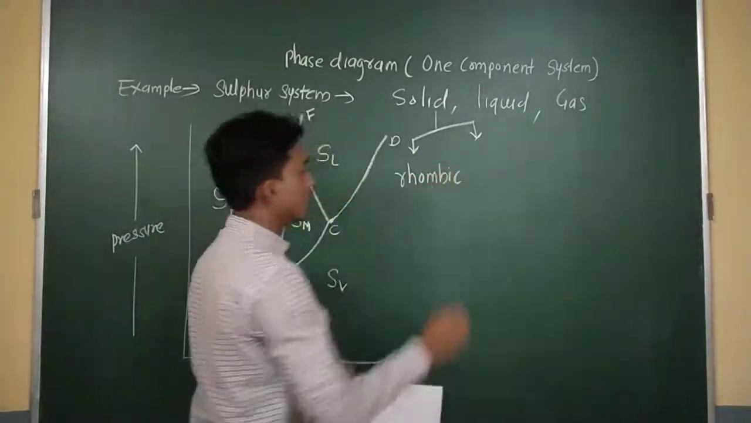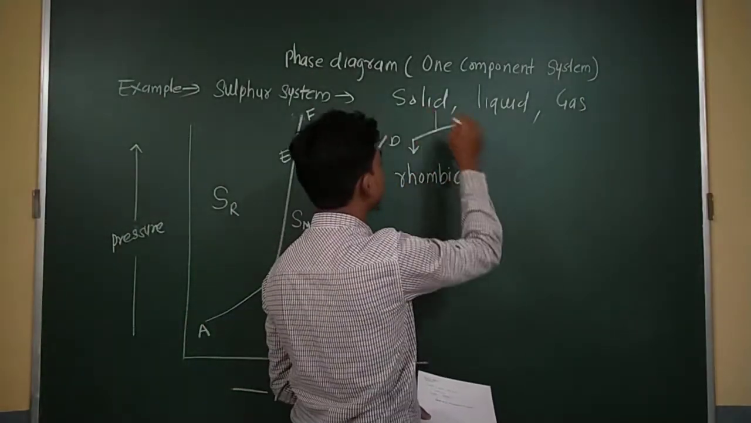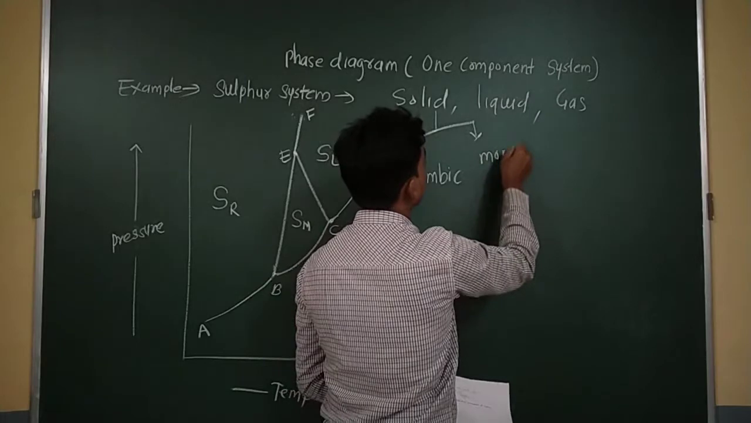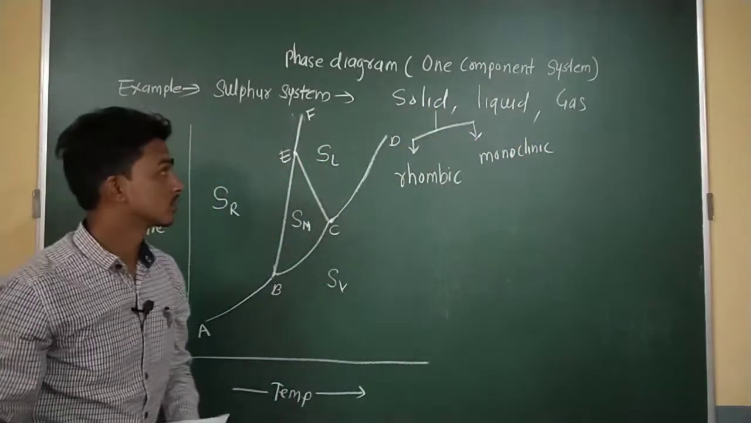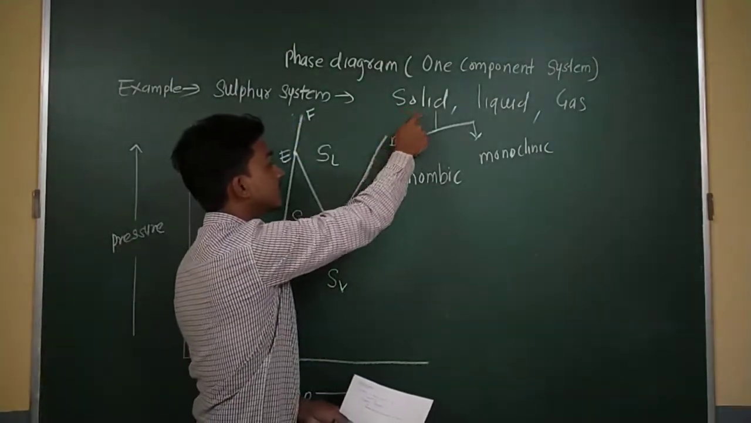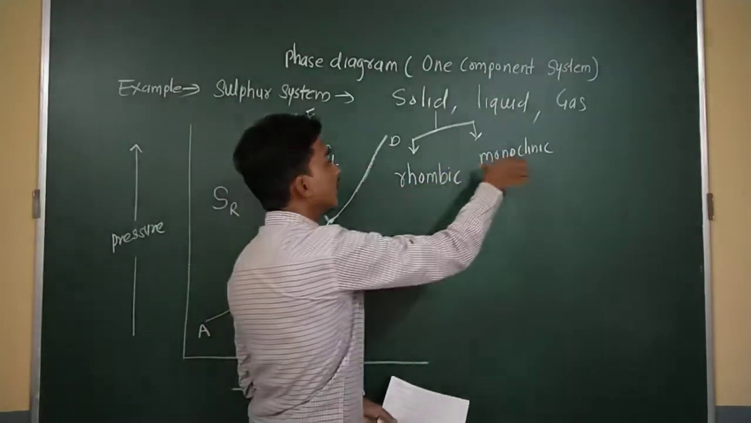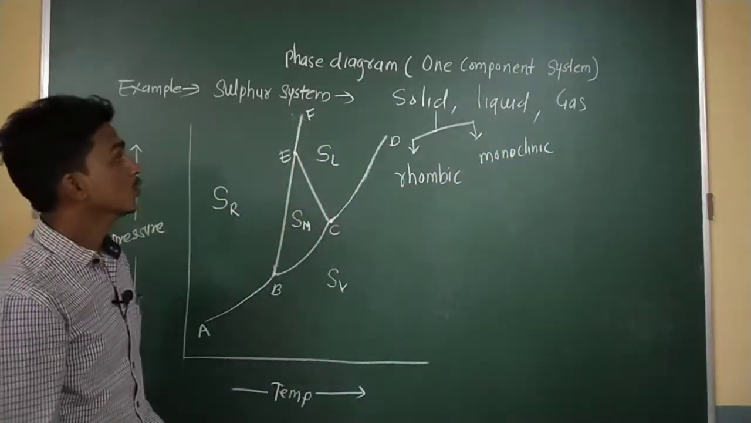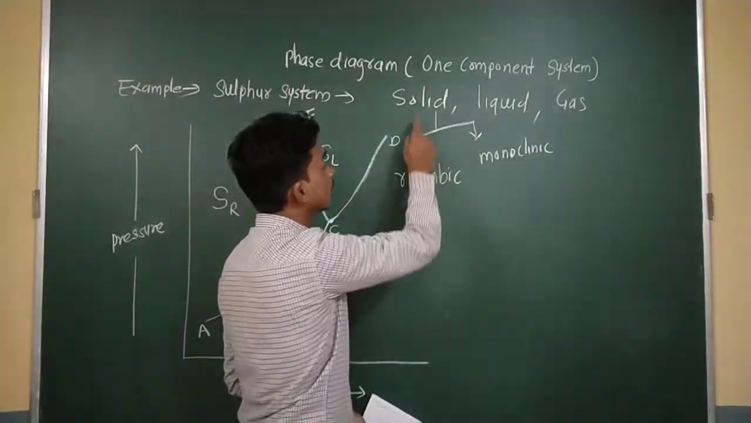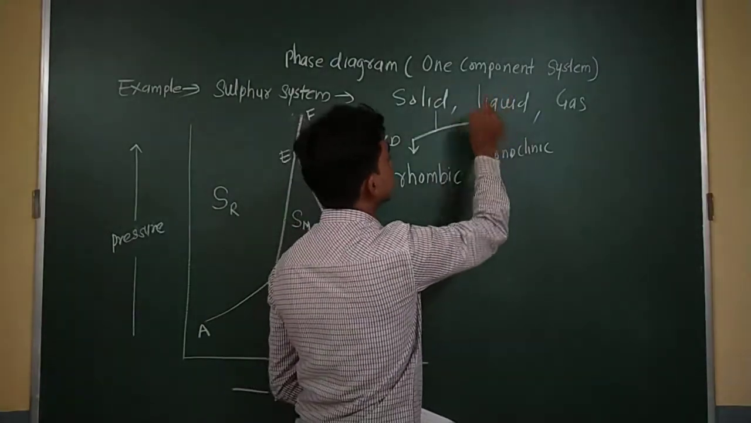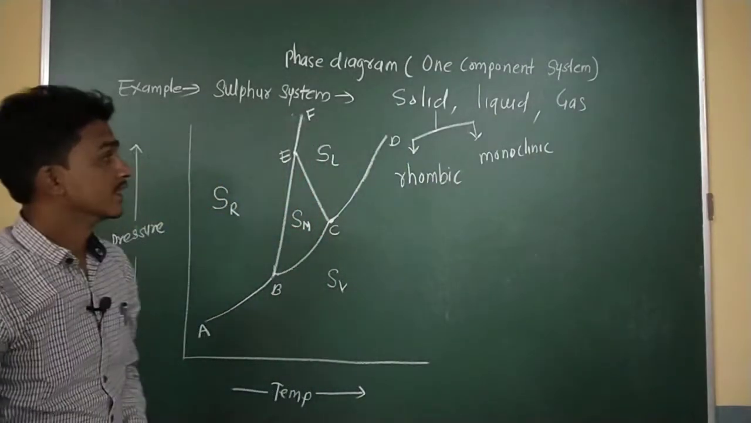First form is rhombic crystal, sulfur in a rhombic form, and the second is sulfur in the solid form in a monoclinic form. This solid sulfur exists in two different crystal structures: this is the rhombic structure and this is the monoclinic structure. So sulfur in solid form may be in a rhombic form or in a monoclinic form, and the next one is liquid, and the fourth one is the gaseous form.